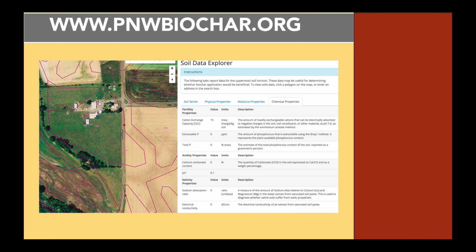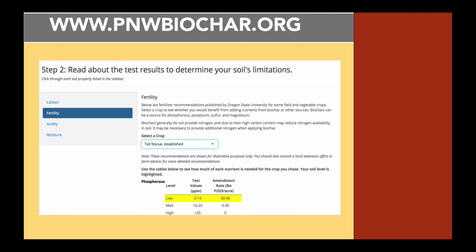So here's the tool, and we have a function called the Soil Data Explorer, which allows you to look up, using a map-based interface or results from a soil test, to identify soil deficiency. They can also look up extension information about the needs of their specific crops. So here, for example, this user identified that they were very low in phosphorus.